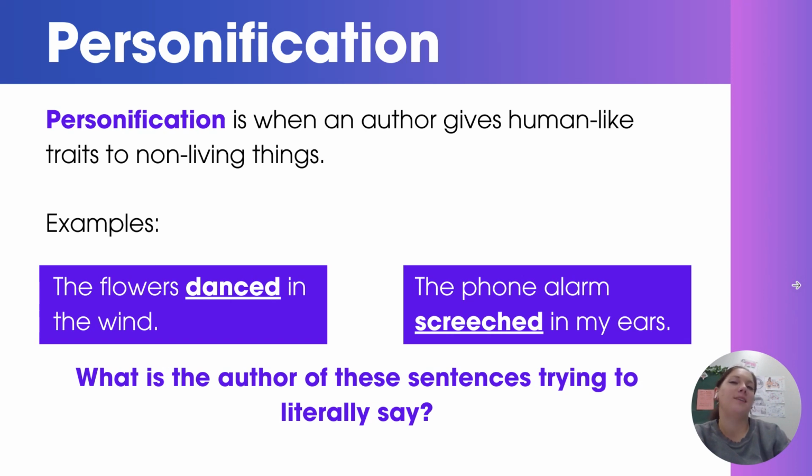Flowers can't actually dance. They don't have legs and feet. And phone alarms can't screech. They don't have vocal cords. So what is the author of these sentences trying to actually or literally say? They use figurative language, personification, to describe what they want to say. But what do they literally mean by these two phrases? Pause and think.